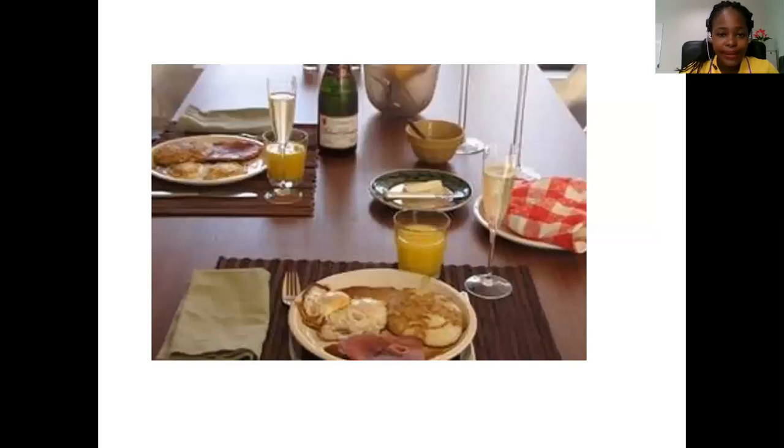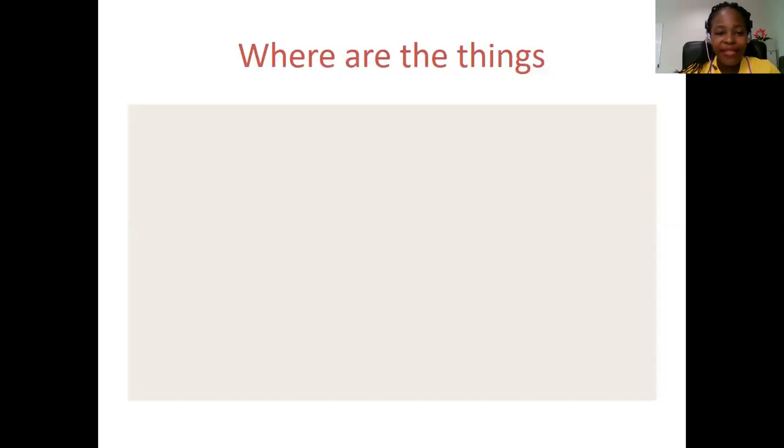When we look at this picture right there, we can try to assume what type of meal that is, and we can tell the positions of the things on the table. Telling the position will answer the question, where are the things? And we can also answer what the things look like and the action that is being done to them.